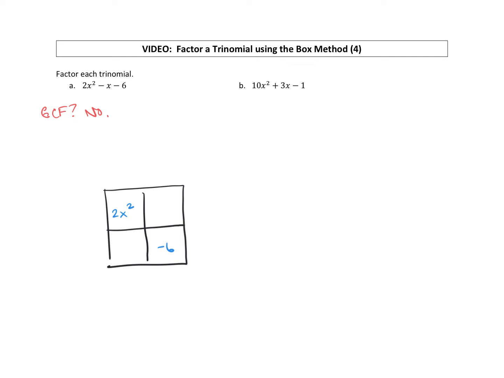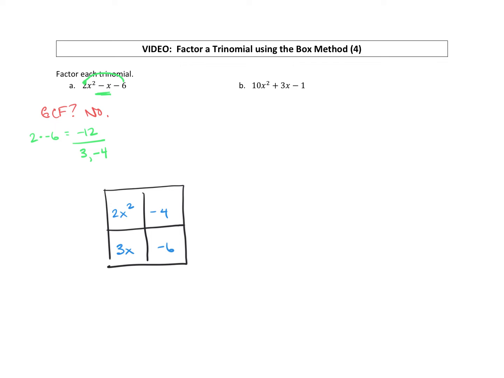Now we're going to fill in our other two boxes with factors of a times c that add up to b. So here's our a times c: 2 times negative 6 is negative 12. And then we want factors of negative 12 that add up to our b term, which is negative 1. If you think through your factor pairs, that's going to be a 3 and negative 4. So let's fill in our box with a 3x in one and a negative 4 in the other.